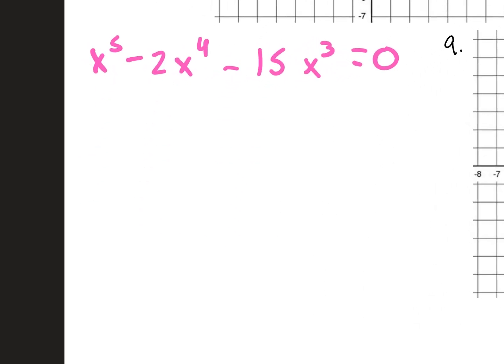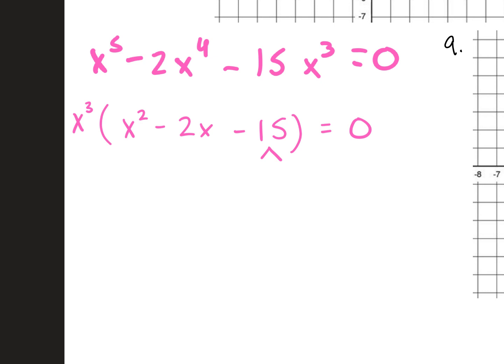All right, what should we do first? Take out the GCF. So we're solving just like we would normally, and then at the end, we're just going to put everything on the graph. So we still have to solve these just like the questions above. So my GCF is x cubed. When I take out an x cubed, I'm left with x squared minus 2x minus 15.